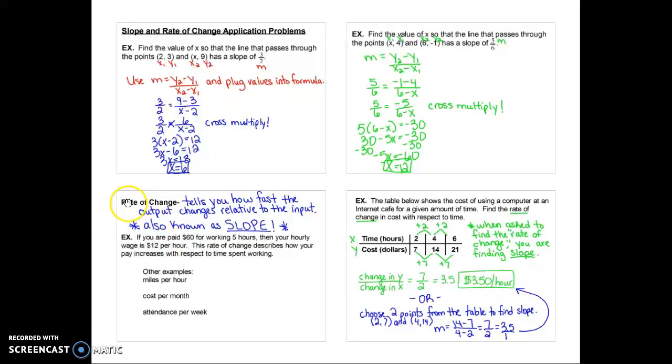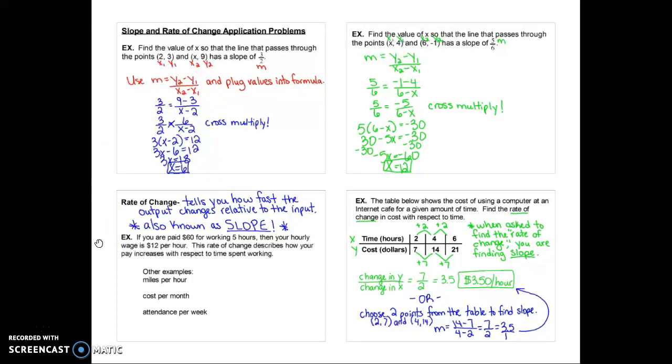Okay? Now we start into rate of change application problems. So it's word problems, but the word rate of change tells you how fast the output changes relative to the input. So remember, your output is your y values, how fast your y values are changing compared to your input, which is your x values. This is the same thing as slope. That's what your slope is finding. Change in your y values over your change in your x values. So the change in your output over the change in your input. Okay, so rate of change is the same thing as slope.